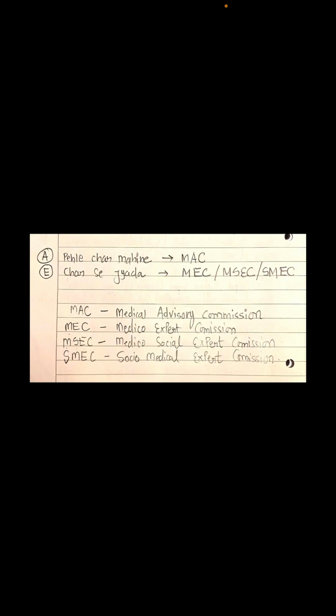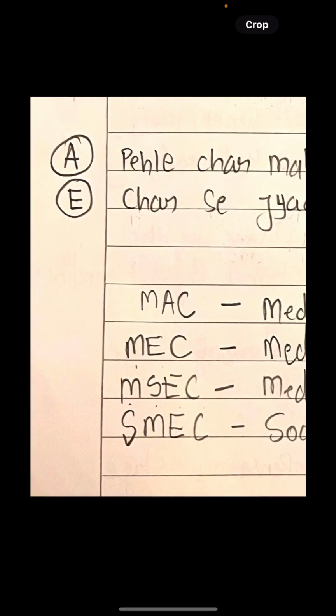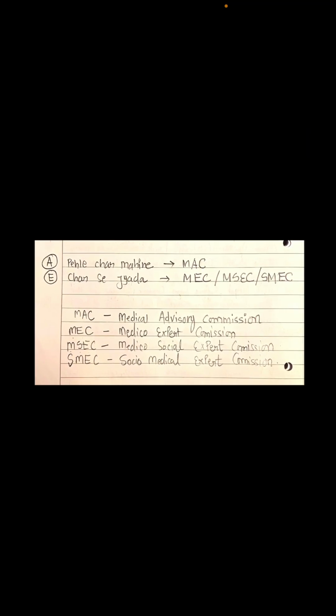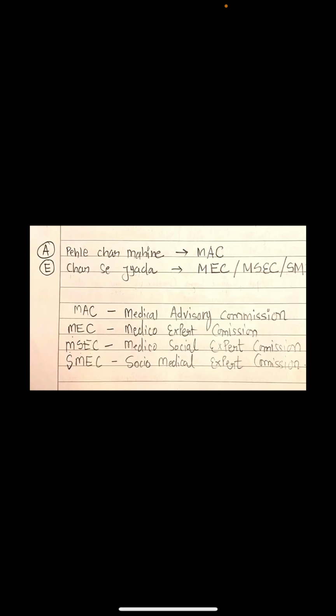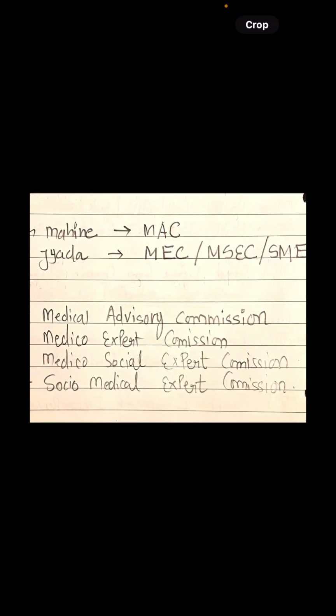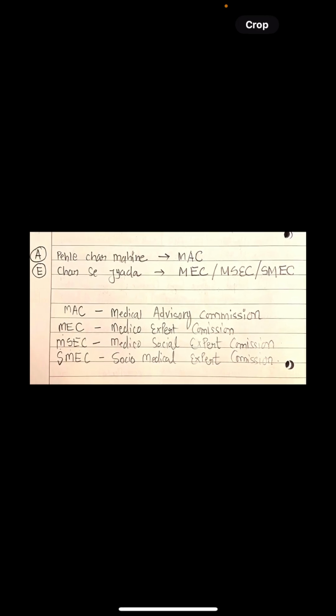I have given the full forms of them, all of them. So how to remember this thing? First 4 months will be provided by MAC. A comes before. So first 4 months the holidays are to be provided by MAC. MAC stands for Medical Advisory Commission. If the holidays need to be extended more than 4 months according to the Ukrainian category, E comes later than A. So MEC, MSEC or SMEC, I have given the full forms of them here. By reading them once, you will remember next time.